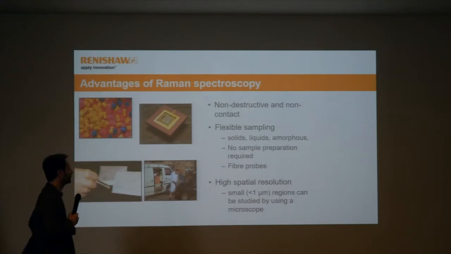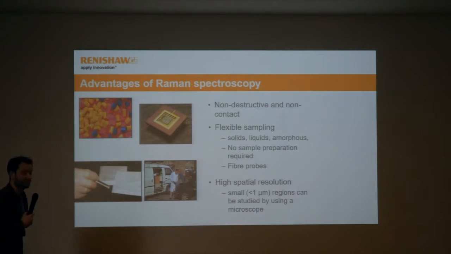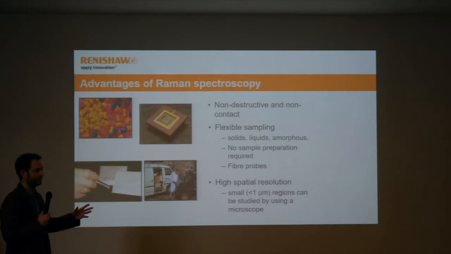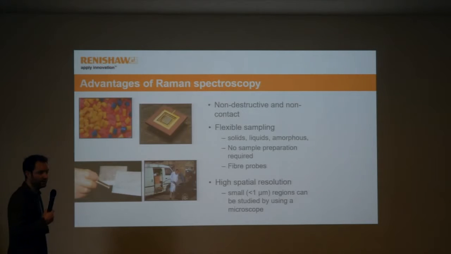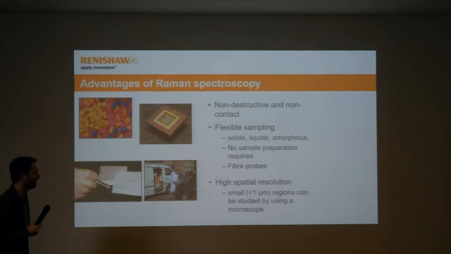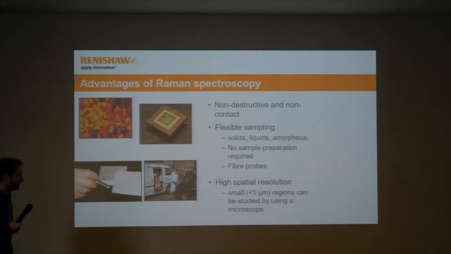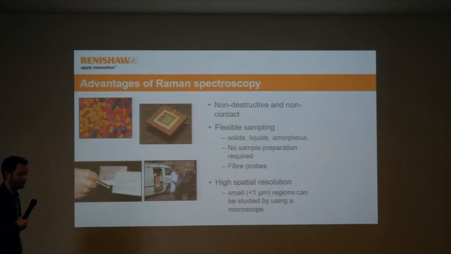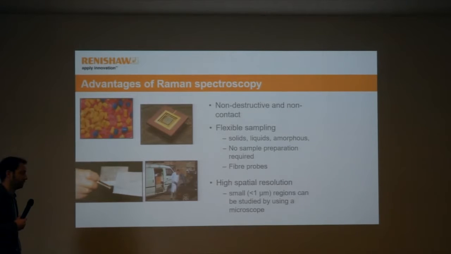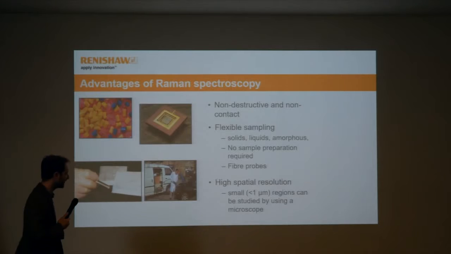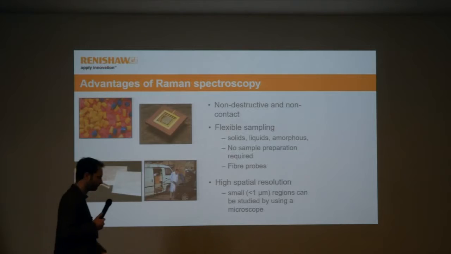What are the advantages of Raman spectroscopy? Well, first of all, it's non-destructive and non-contact. Because we use an optical microscope, we're not in contact. And we're non-destructive in theory, unless you use too much laser power and you burn your sample. But in theory, it's non-destructive. It's flexible sampling, so you can measure liquids and solids. You have no sample preparation, and you can use an optical fiber probe to measure remotely. You also have a high spatial resolution, typically submicron.